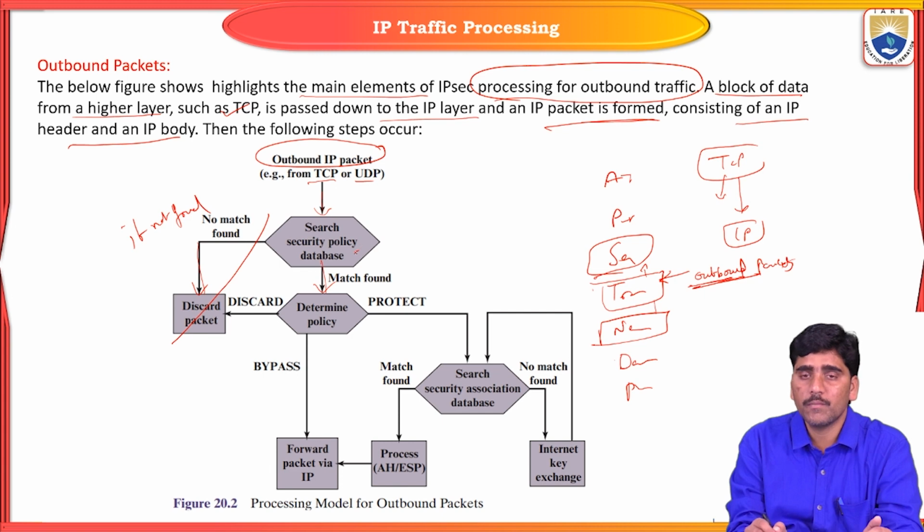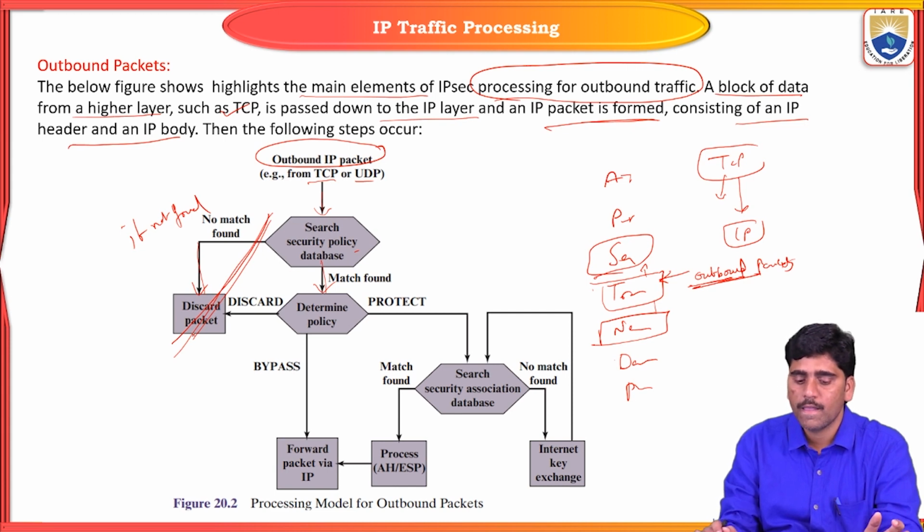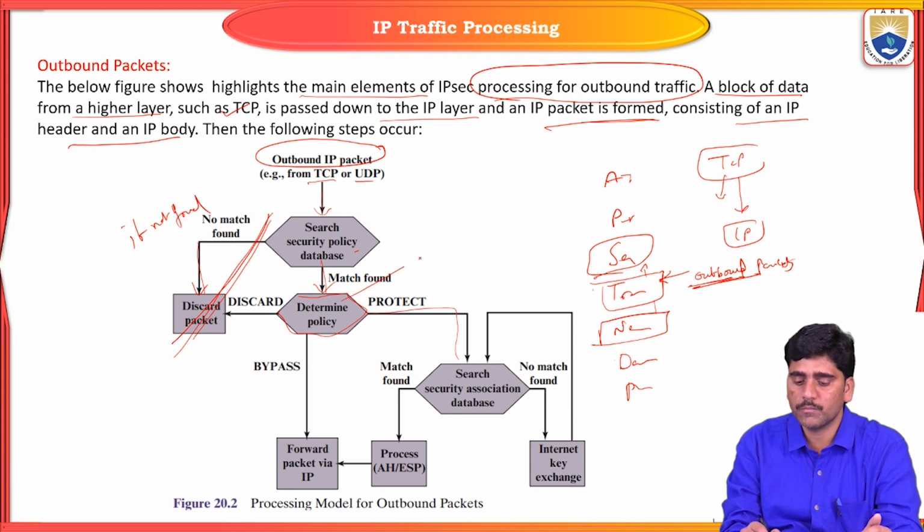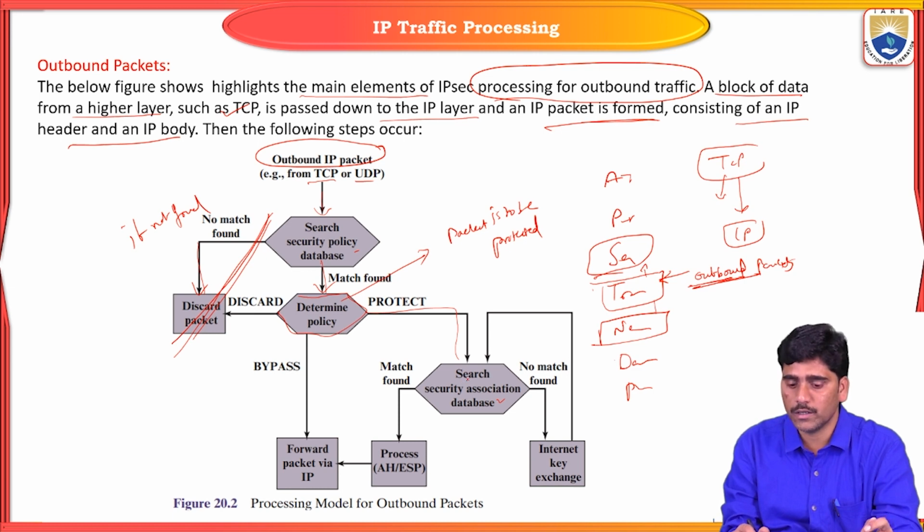If no match is found with the help of the security policy database, then the packet is discarded permanently. If a match is found, then it determines the policy for that packet. So the packet has to be protected with the help of the security association database. So now it moves forward to searching in the security association database.